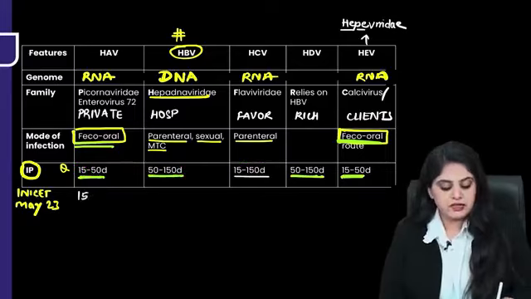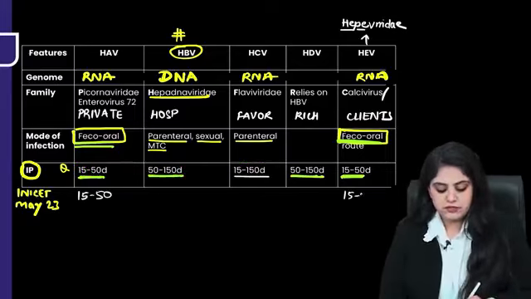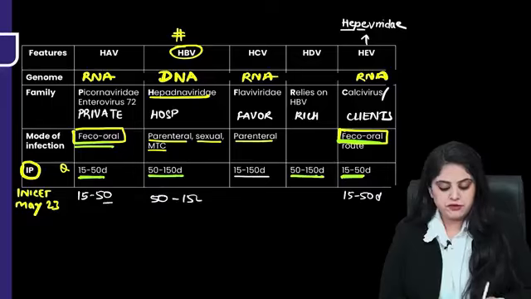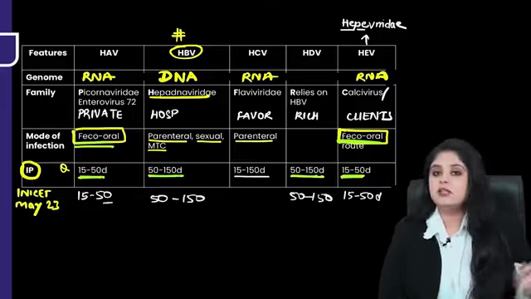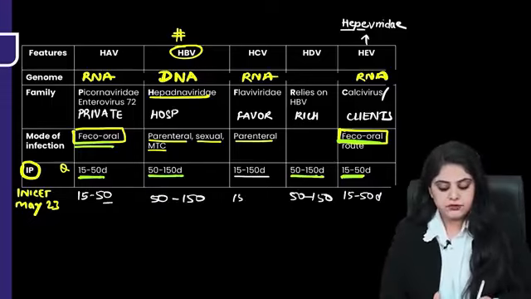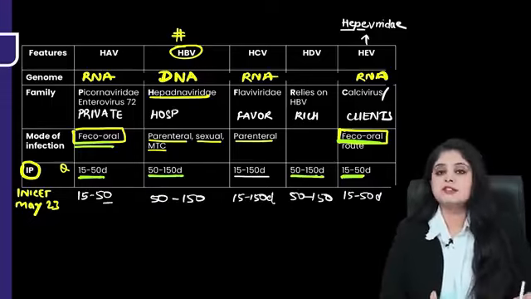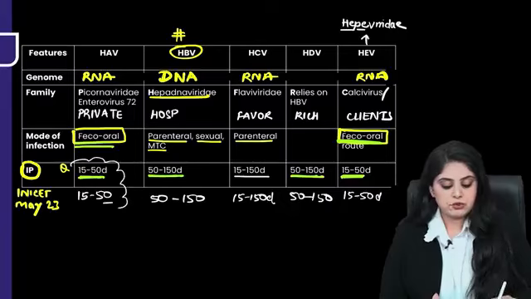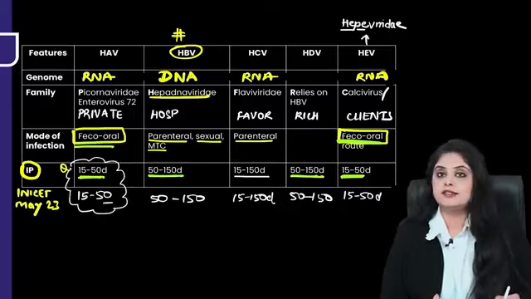So repeating, hepatitis A and E, first you do 15 to 50 days. Then for B and D, you go forward, from 50 you go forward, 50 to 150 days. Then you take the lowermost and the highermost number. So 15 to 150 becomes hepatitis C. This was the exam question that was recently asked in the INI-CET.